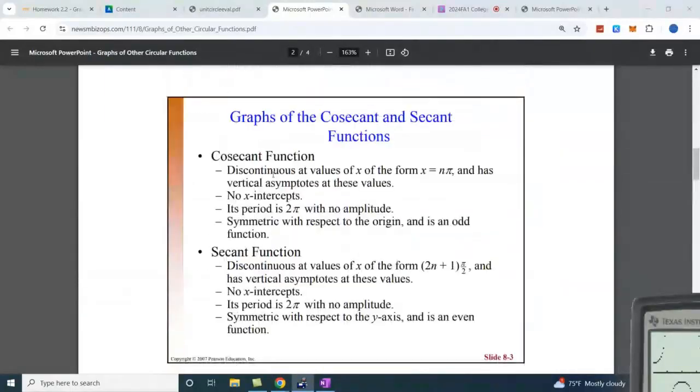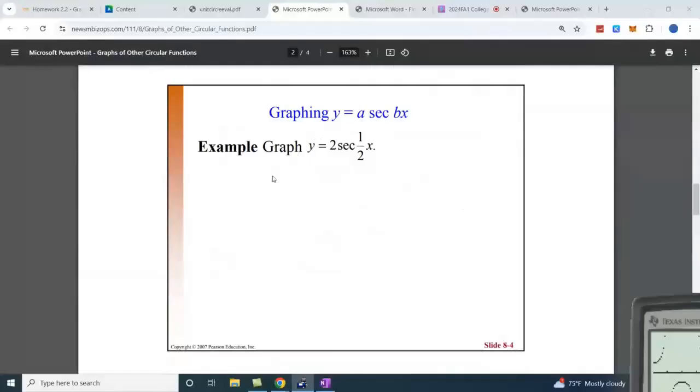Okay. I thought it was a secant on here. All right, so let's take a look at this example. We're just going to put it in the calculator and graph it. It says graph y is equal to, let me just write this down. Y is equal to 2 secant 1/2 x.